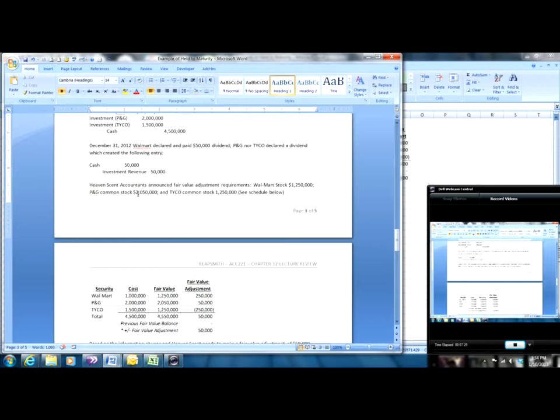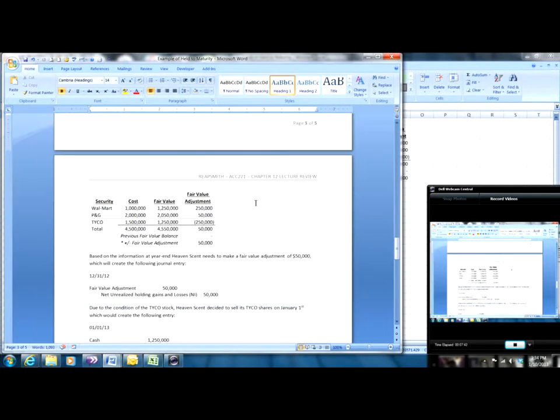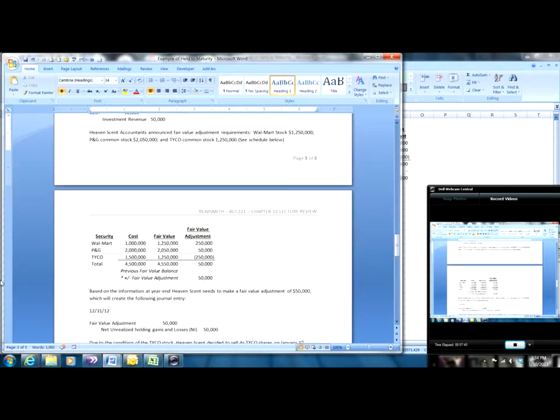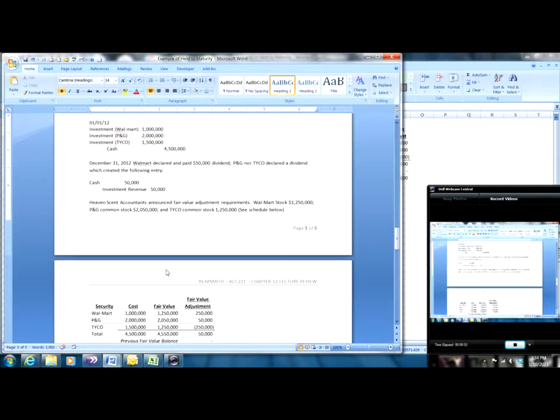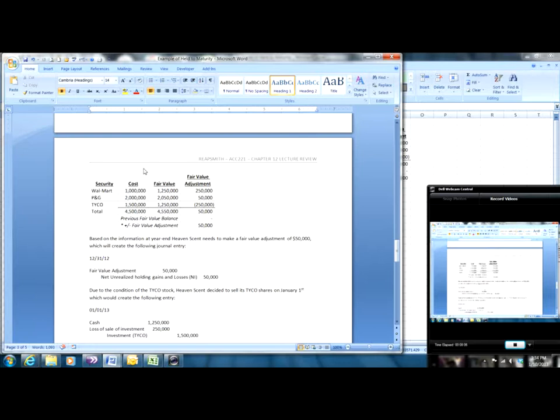Next, Heavenson accountants announced fair value adjustment requirements. Walmart stock valued at $1,250,000, Procter & Gamble $2,050,000, and Tyco common stock $1,250,000. Okay, so here is the schedule that we would use. Let's see if you can see. Yeah, here's the schedule that we would use to determine what our entry is going to be. We're not going to make a separate entry for these stocks. Okay, so here we list out the security. This is what it cost us. This is the fair value at whatever period this is, which would be December 31st, 2012, in the year. Here's what the fair value is, the totals.